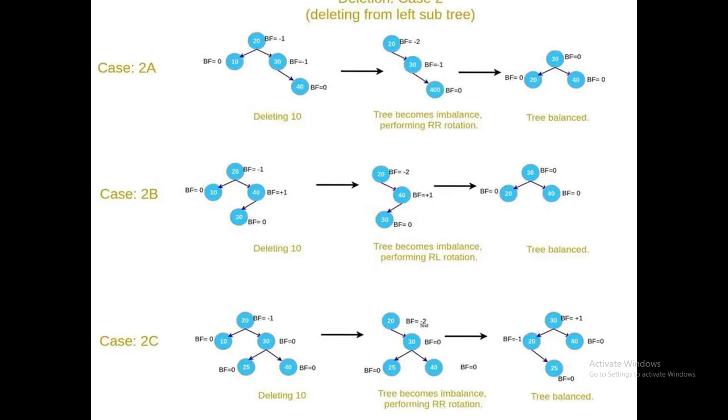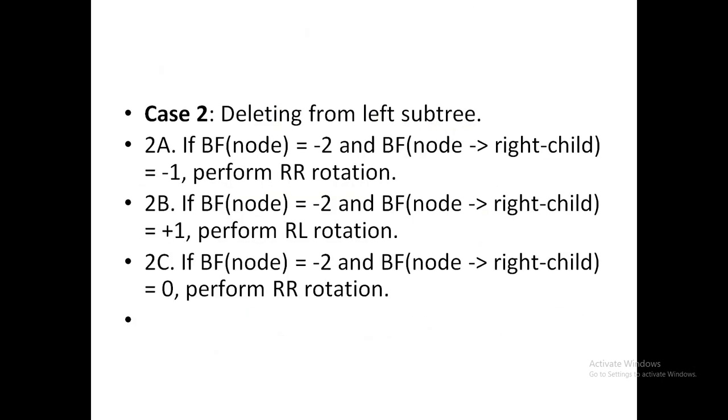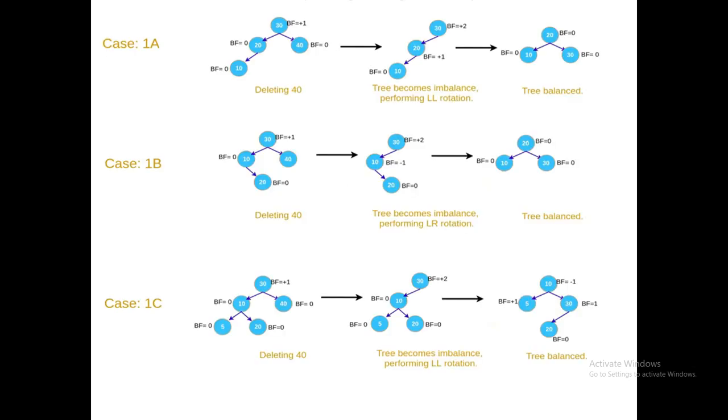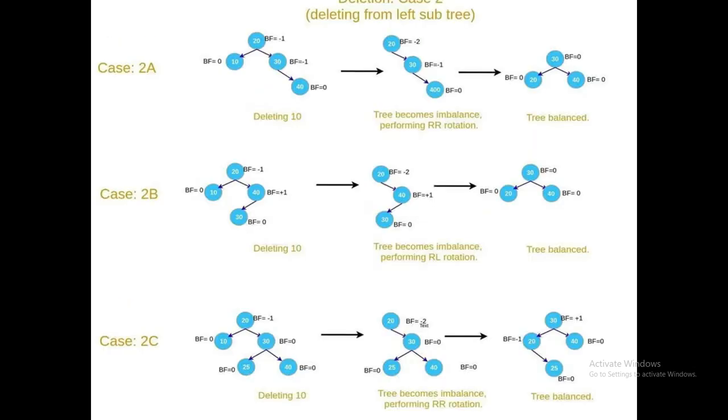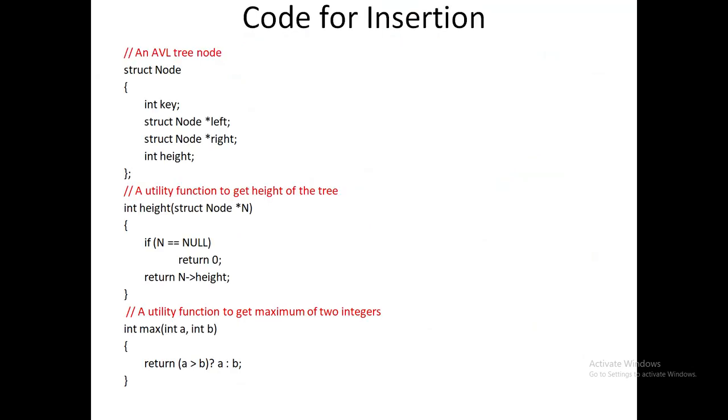Deleting from the left subtree, deleting from the right subtree, deleting from the left subtree. Here RR, RL and RR rotation. Similarly, if 10 is deleted, it means RR rotation. In the second case, 10 will need the RL rotation. In the third case, 10 is deleted, once again RR rotation. So after the last case, 25 will become the right subtree of 20.